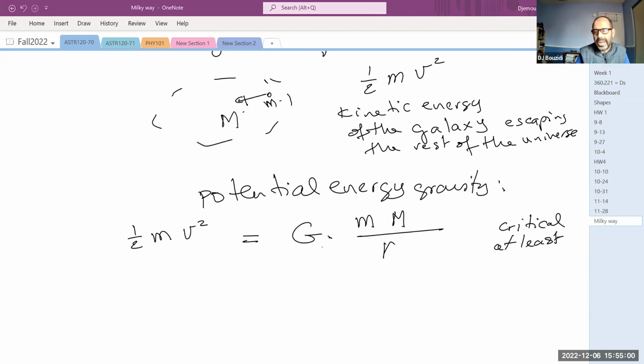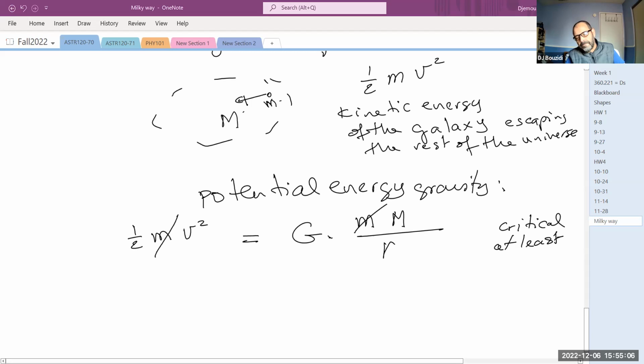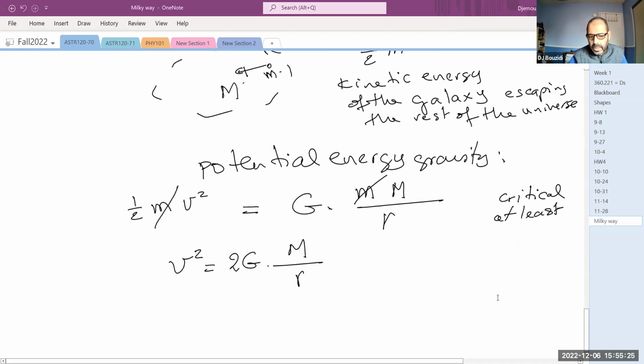That is why I was telling you the mass of the galaxy doesn't matter, because it's going to cancel out from this equation. So any galaxy, small or big, all it needs is this velocity. And the velocity it needs to escape the rest of them is, let me move the 2 to the other side, v squared equals 2 times G times the mass of the universe divided by r.